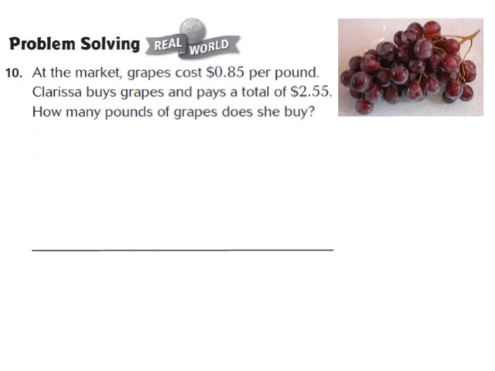Well, what we know is this. We know that at the market, grapes cost 85 cents per pound, and that Clarissa pays a total of $2.55. So our problem becomes, we're taking that $2.55 and we're now dividing that by the 85 cents, which is the cost per pound, because we want to know how many pounds of grapes she buys.